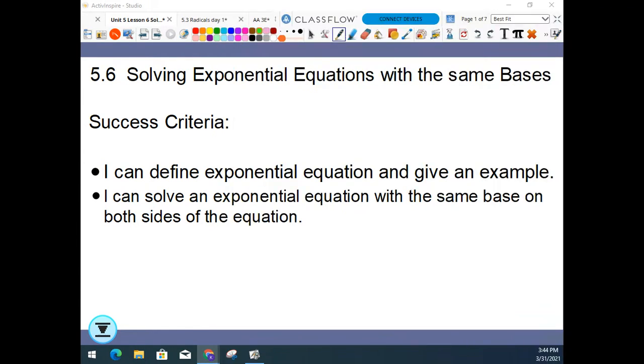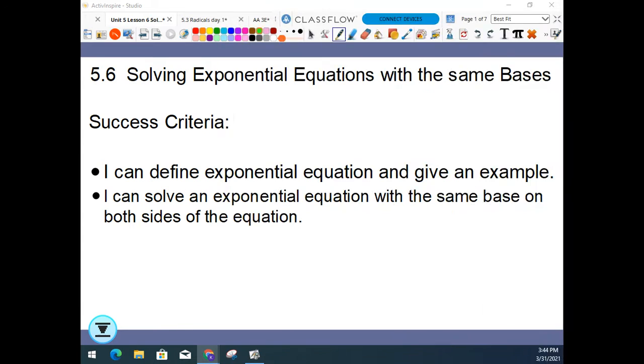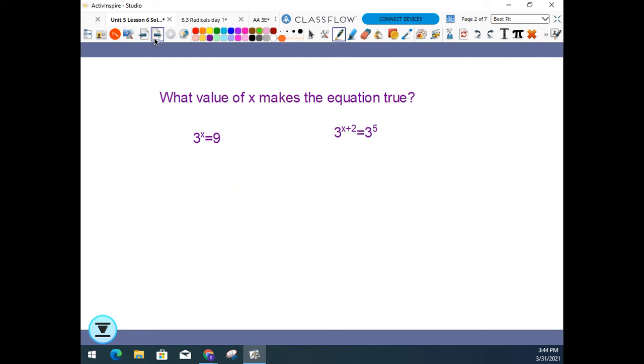So this lesson is very much algebra. So stick with me and you should be okay. We're just going to be solving equations, solving exponential equations. So the first thing I want you to do is just think about mentally, how could we solve these?